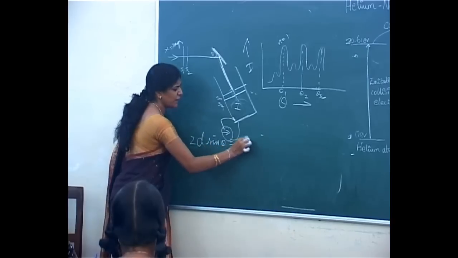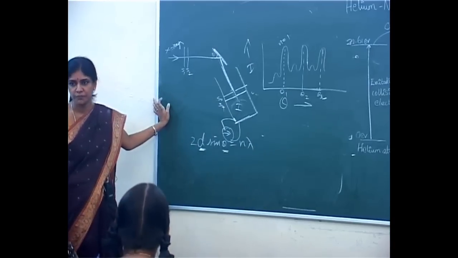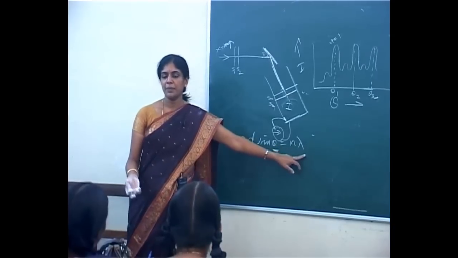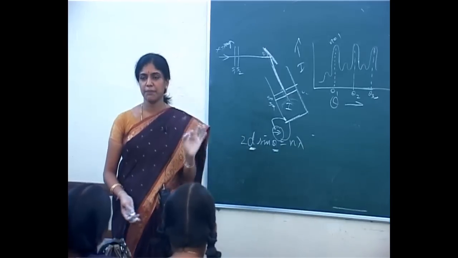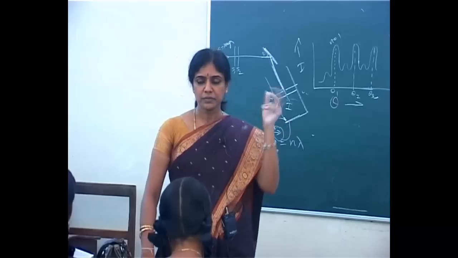Now I know Bragg's law: 2d sin theta equal to n lambda. If I know this theta value and the d value, can I calculate this lambda value? Putting n equal to 1 for the first order, I can easily calculate the wavelength of the X-rays. So this is a simple experiment to find out the wavelength of the X-rays.